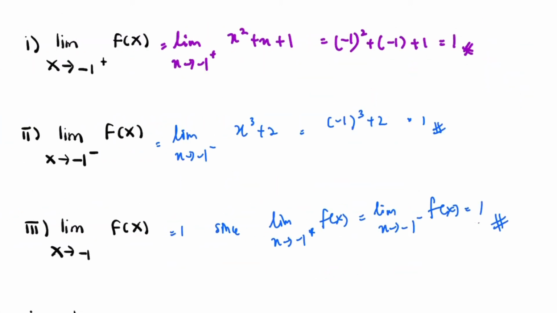Part 3, let's do this, limit of f(x) as x approaching -1. So since we have checked the value for x approaching -1 from the right and also x approaching -1 from the left, which both of them give the value of 1, therefore limit of f(x) as x approaching -1 is equal to 1 since the limits from the left hand side and the right hand side are the same.